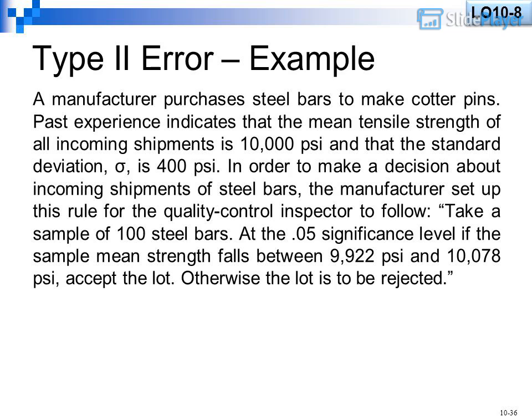At the 0.05 significance level, if the sample mean strength falls between 9,922 pounds per square inch and 10,078 pounds per square inch, accept the lot. Otherwise the lot is to be rejected.